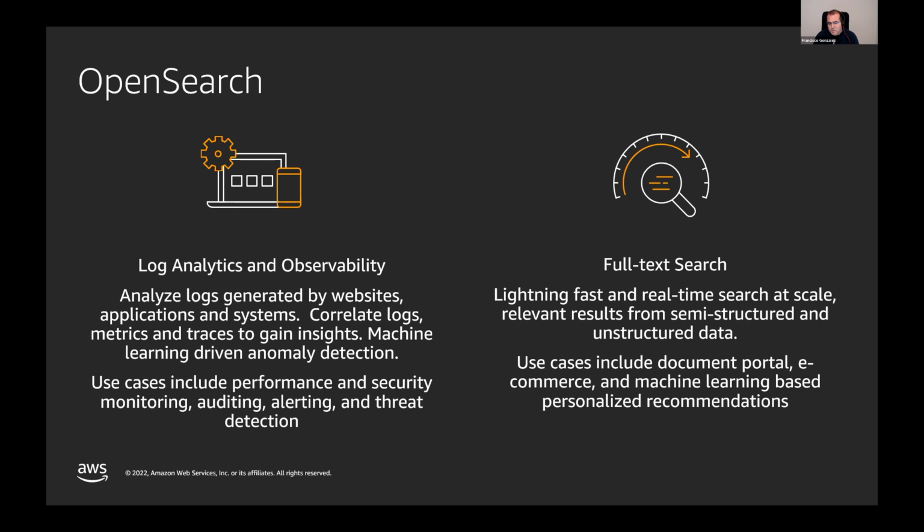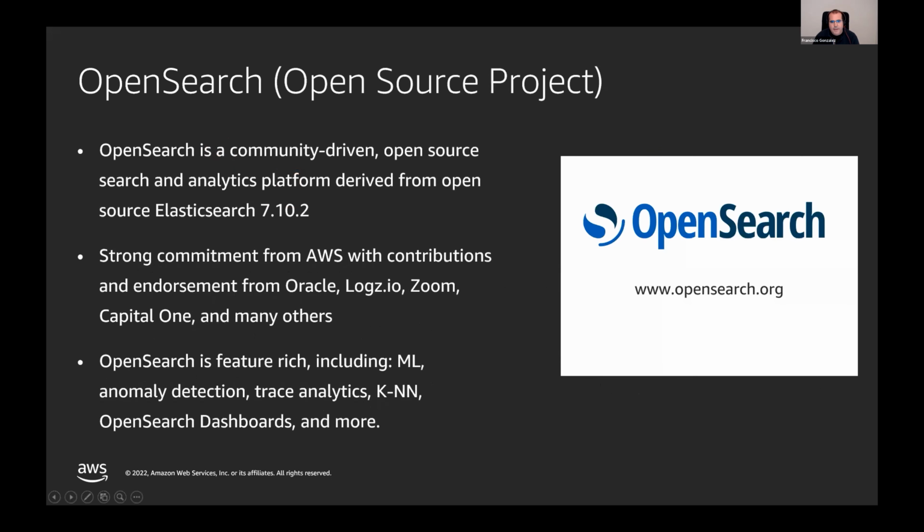OpenSearch is based on Lucene inverted index, so it's able to provide really fast search results for data coming in real time. And I think this is one of the key features for data coming in real time. So now let's introduce the OpenSearch open source project.